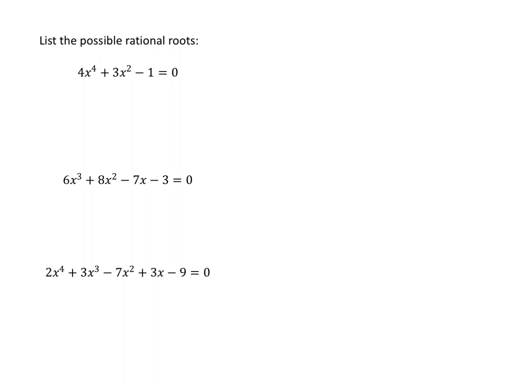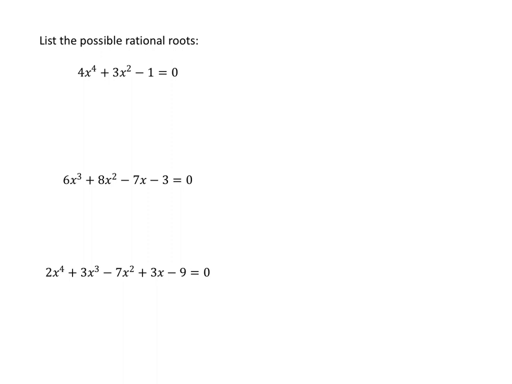Now, in your notes, you should have read the rational root theorem. And what that says is that h over k will be a root where they're relatively prime integers, but h needs to be a factor of the constant, and k must be a factor of the coefficient of the leading term.